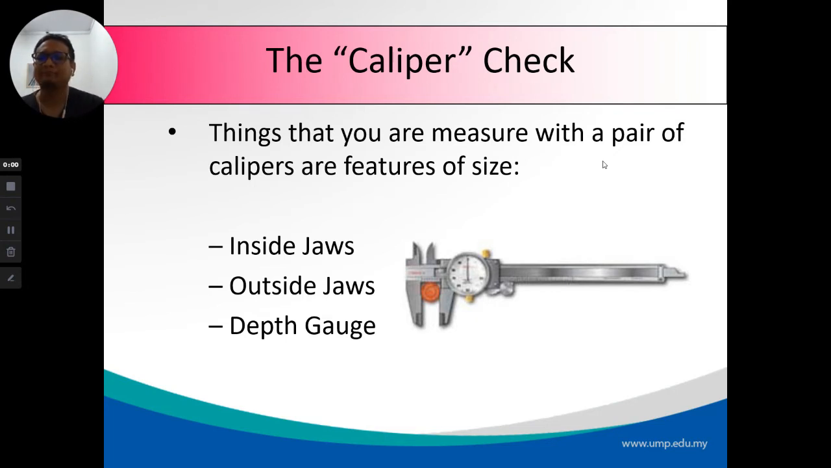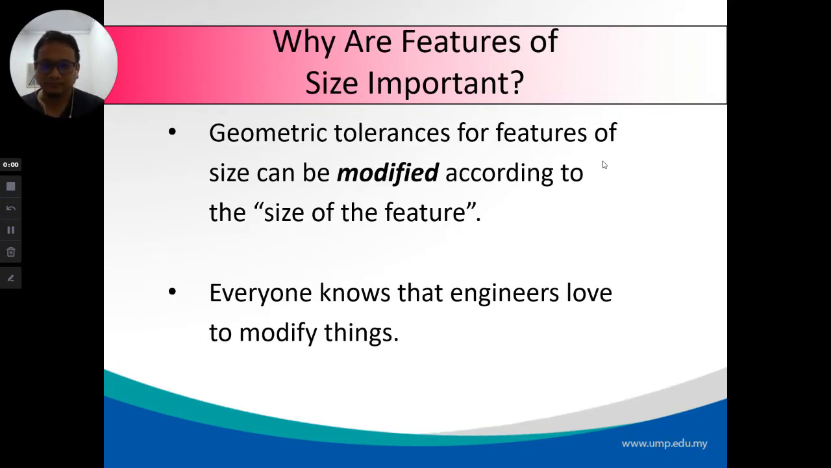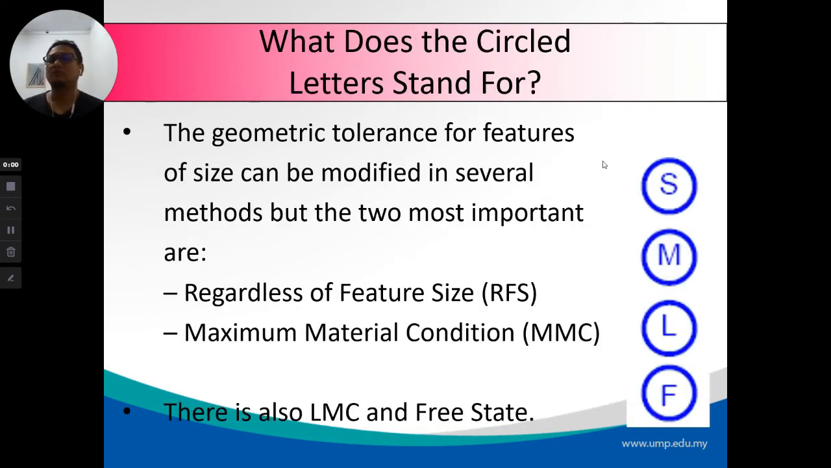An example of a measurement device that can be used is called a caliper, which has an outer and inner diameter, and also a depth gauge. So why are features of size very important? It's mostly because the feature can be modified according to the size of the feature. Everyone knows that engineers love to modify things, so you need a tolerance between a maximum and minimum. You cannot go higher or lower than that.